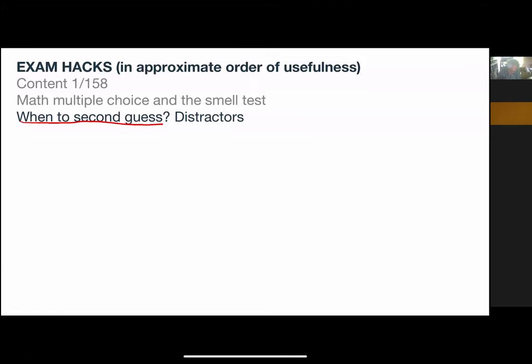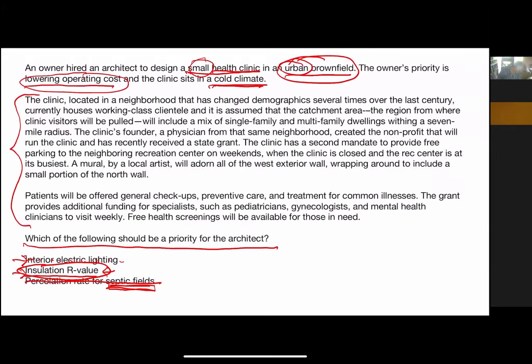So here's when not to second guess. A lot of people will tell me, but it says urban brownfield. It must have said urban brownfield for a reason, otherwise they wouldn't have told us that. That's not true. There's lots and lots of times where they don't tell you that. Almost always they'll give you four things like this, and one of them is bogus. It's a distractor, not relevant. So you should feel comfortable not second guessing yourself because your insulation R value didn't account for the fact that it's an urban brownfield. That is completely fine.